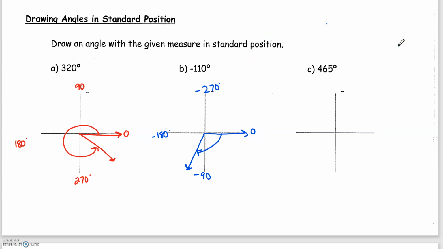All right, 465 definitely is more than 360. So if we take 465 and subtract 360, because we're going to make a full circle, we're going to have a full circle plus 105 degrees. So we're going to start at 0, and go, again, 90, 180, 270. We're going to go all the way around, and then we're going to go another 105. And so it will look like that.